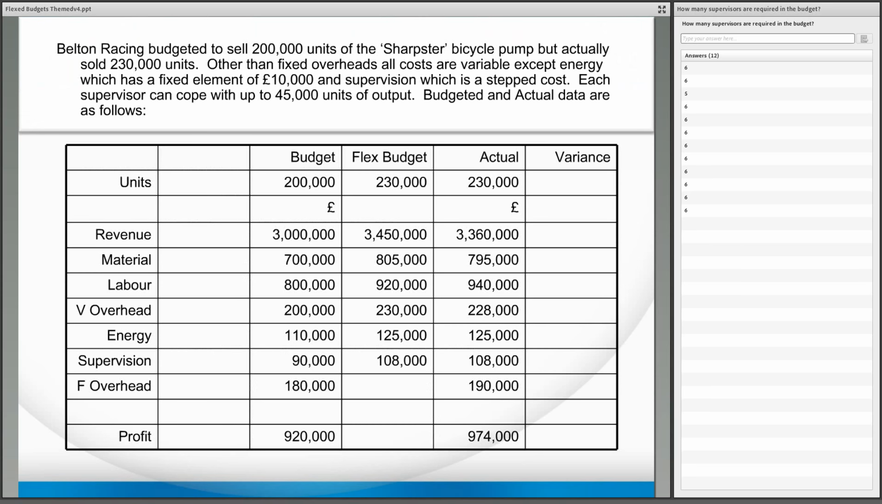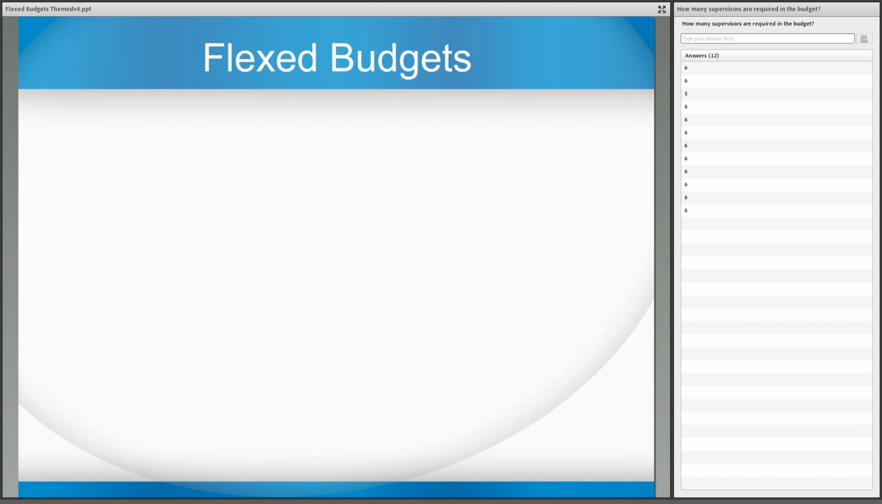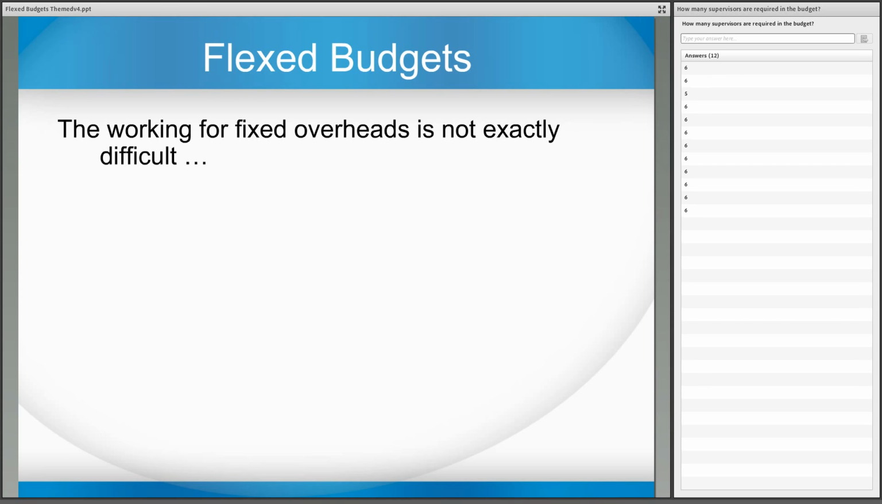Okay, let's put that on the cost card. Fixed overhead, our flex budget for that shouldn't be really difficult to work out because fixed overheads are fixed.